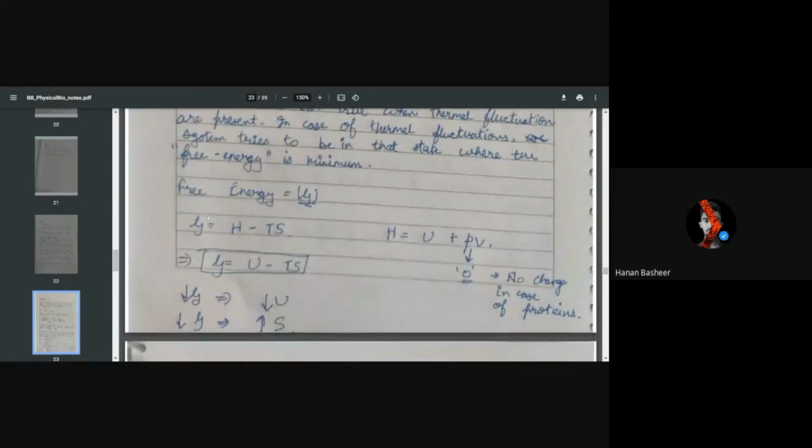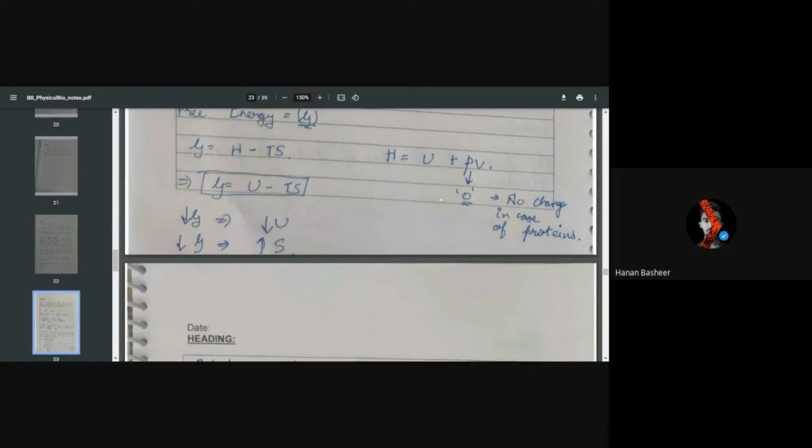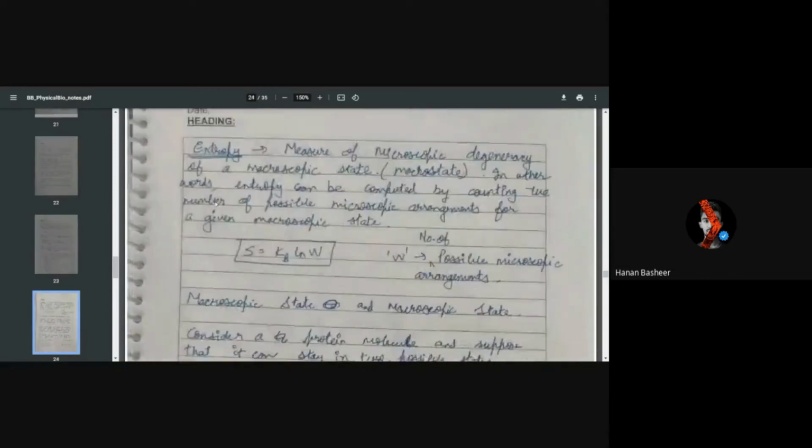So free energy is given by H minus TS, where H is enthalpy, T is temperature and S is entropy. So we see that the Gibbs free energy reduces when U reduces, and the Gibbs free energy reduces when entropy increases. So these two are cases which we have to keep in mind.